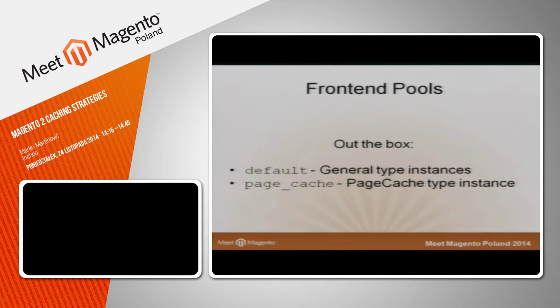Now again, these are the front-end pools. If you use Magento Enterprise Edition, this will probably look familiar because we have, again, two front-end pools which are used to organize cache types. We have the default front-end pool, which is used for holding general type instances. These are all the other cache types except PageCache. And we have this other front-end pool, PageCache. It currently stores only the PageCache type instance. The whole point is actually to be able to independently configure storage location for different kinds of cache.